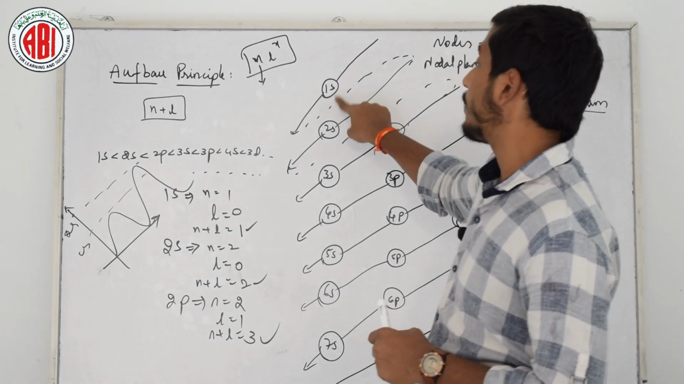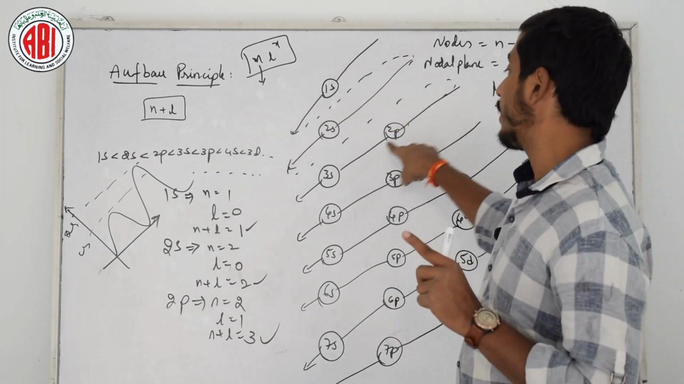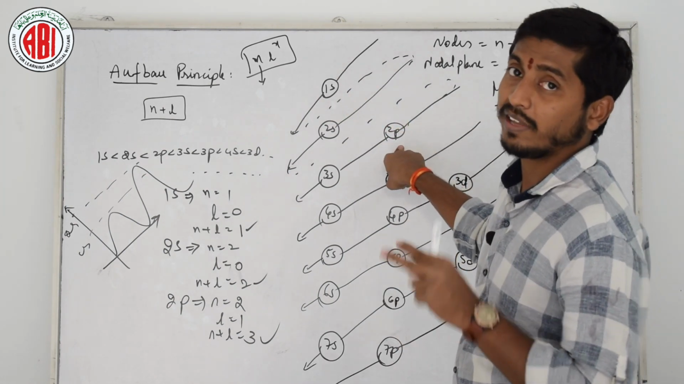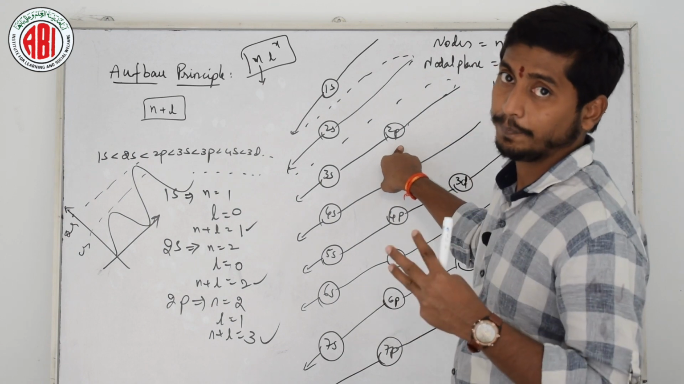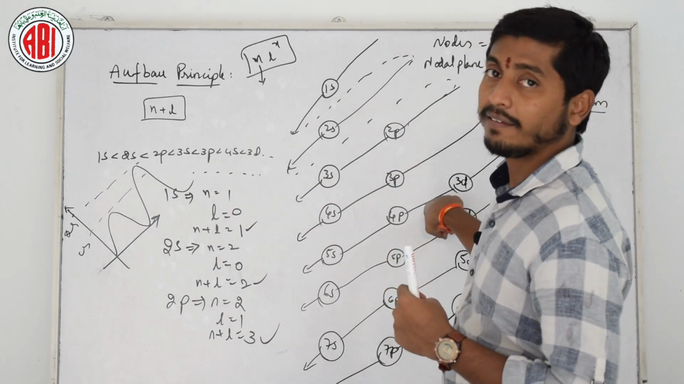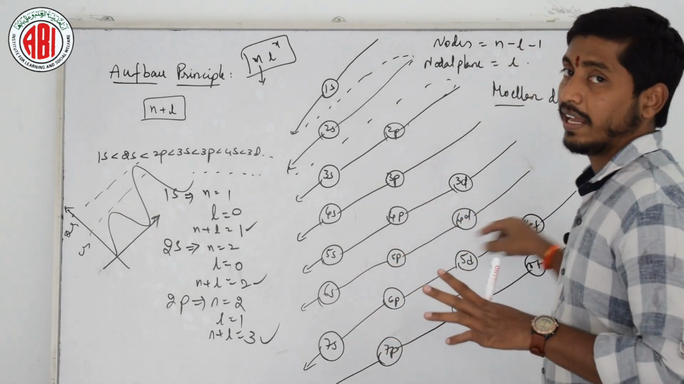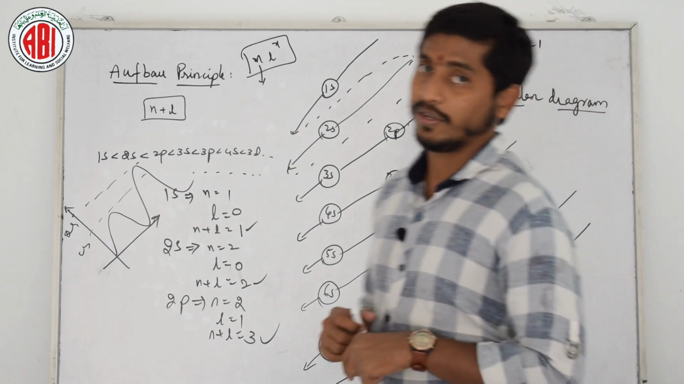How many degenerate orbitals can we have in an s orbital? 1. How many degenerate orbitals can we have in a p orbital? We can have 3. Then in a d orbital we can have 5 degenerate orbitals. Similarly, in an f orbital we can have 7 degenerate orbitals.